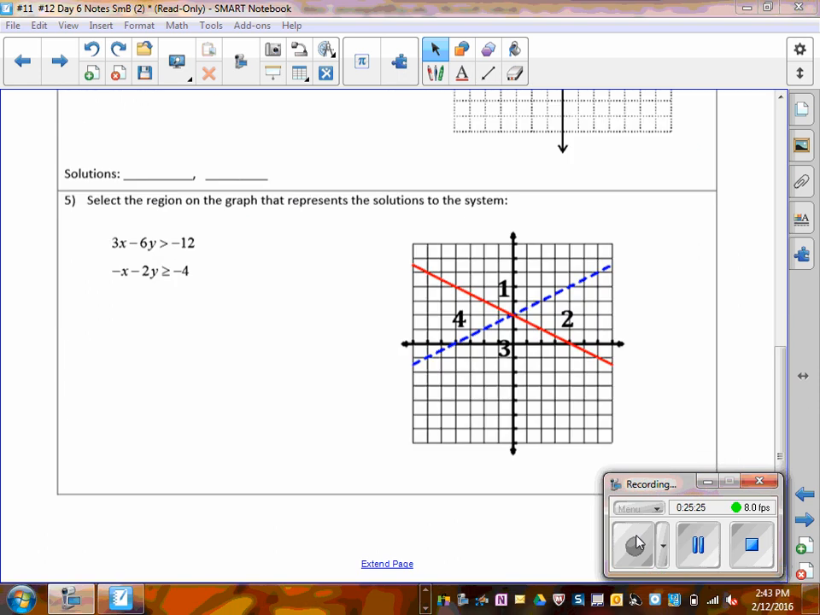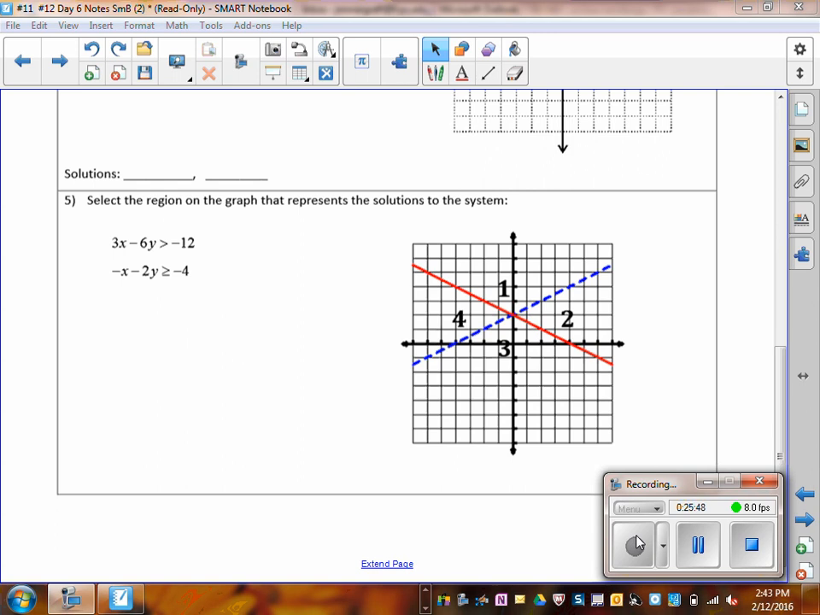Let's do number 5. Since we've done some practice with graphing, you guys seem to be really good with actually graphing the line. So let's take a look at some of our multiple choice problems, because these are the types of problems that you see on the SOL where they ask you in a different kind of way. It says select the region that represents the solution. So we know that's where the shadings overlap.